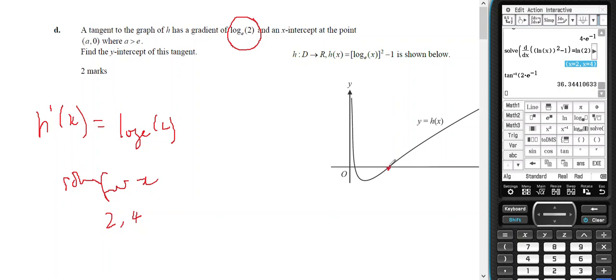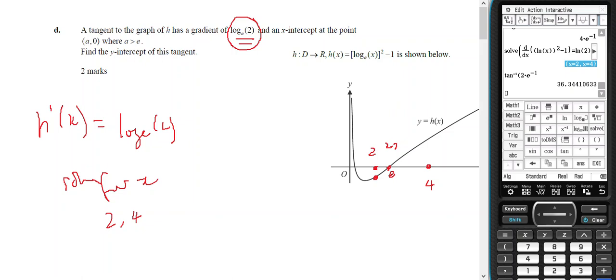So if that's E and that's 2.7, do I add my tangent here at 2 or do I add my tangent here at 4? So what do I need? The tangent to the graph has a gradient, so both of these have gradients of log base e of 2, and an x-intercept at the point A, 0, where A is bigger than E. It has to have an x-intercept where A is bigger than E.